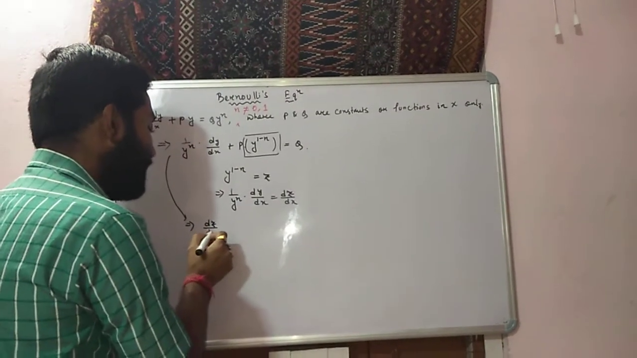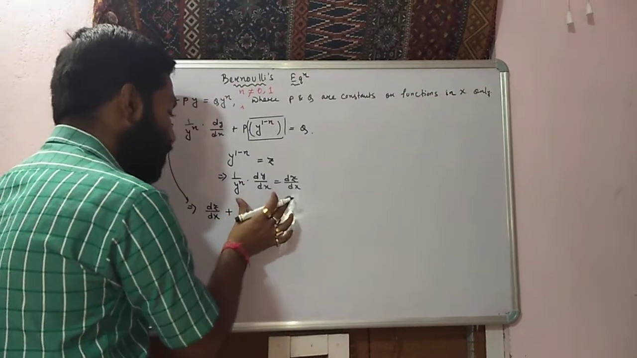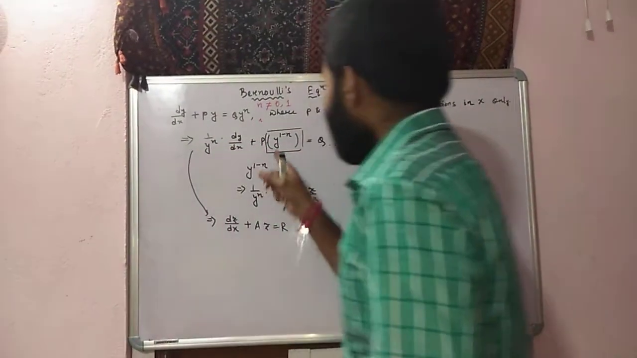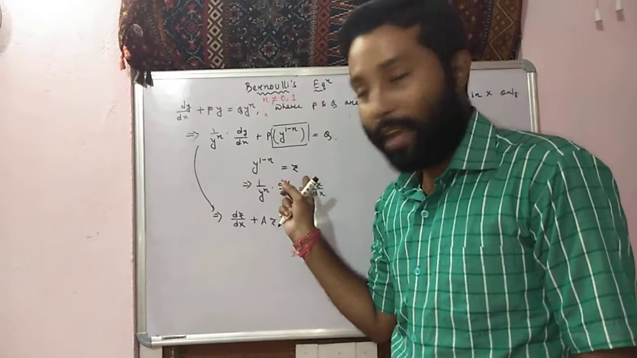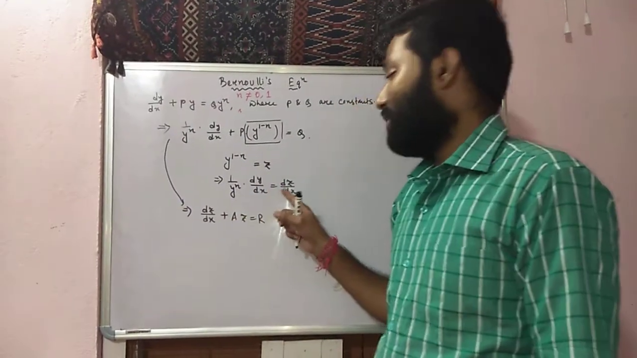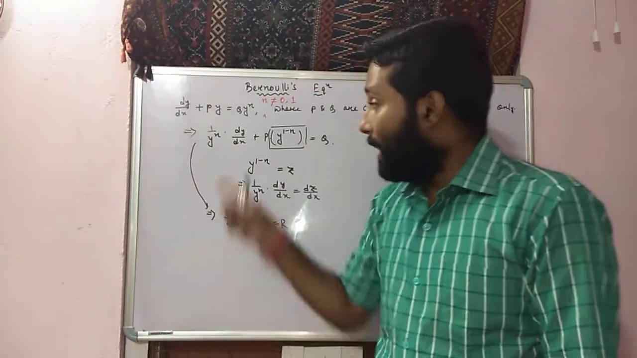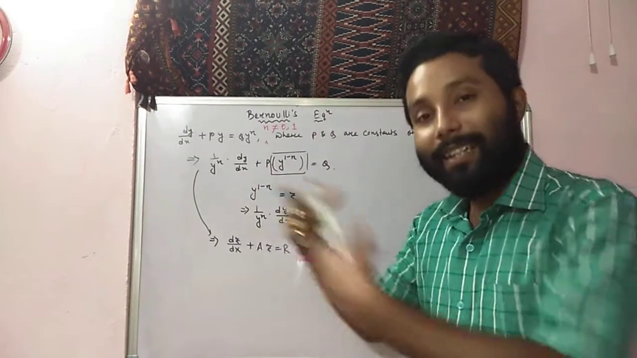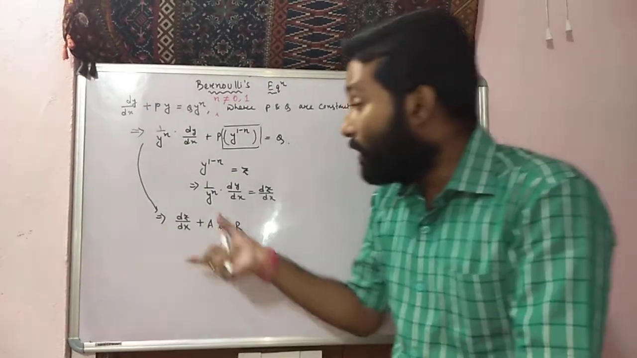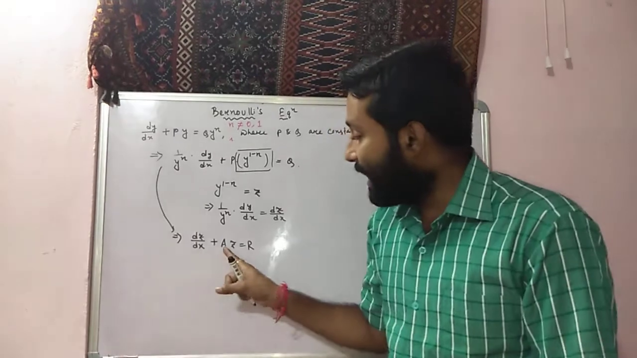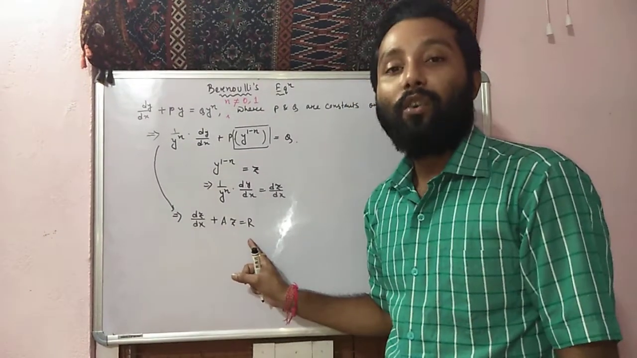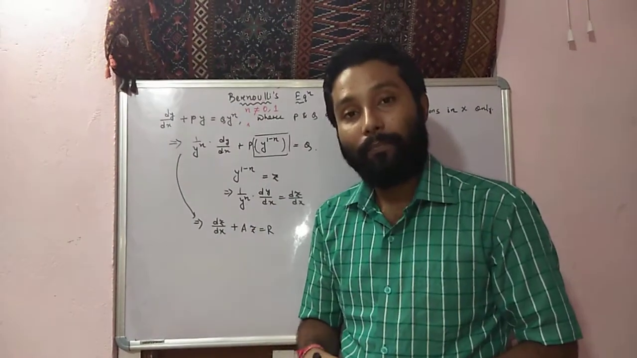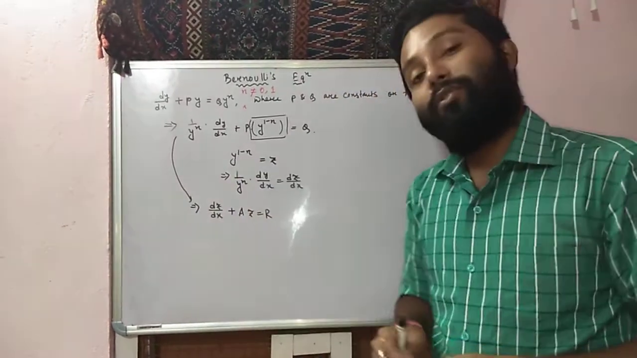dz by dx plus p into z, or you can say right now, capital A into z is equal to R. If I substitute y to the power 1 minus n equal to z and differentiate with respect to x, we get 1 by y to the power n into dy by dx equal to dz by dx. Then we can replace the first term by dz by dx, plus p into z, or I replace p and q by some other letters, that is A into z equal to R, which is a linear differential equation of first type, where A and R are constants or functions in x only. You know how to solve linear differential equation of type 1, which I discussed in the last class. So in this way you have to solve Bernoulli's equation.